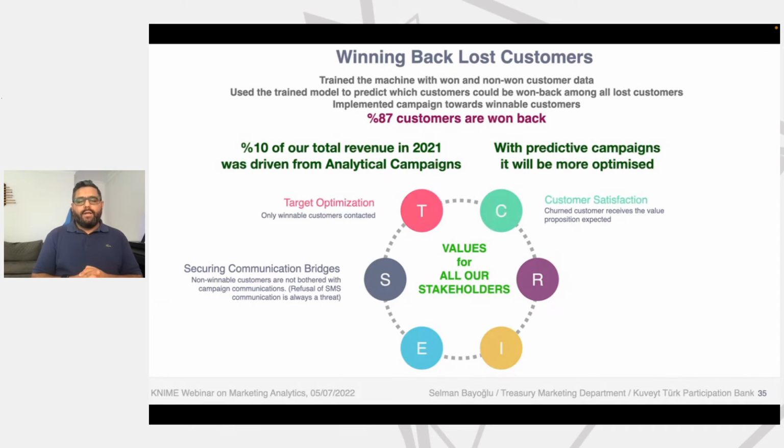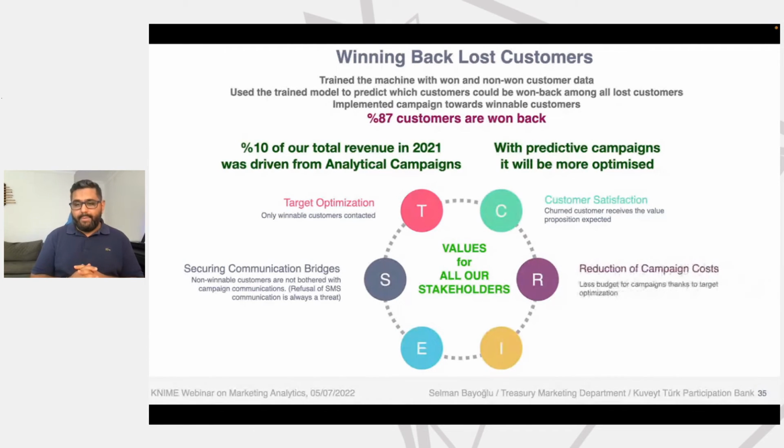Okay, GDPR things, and just the discretion of clients. If they don't want to take SMS, you can't send them any SMS. If they don't want email, you can't send them emails. So non-winnable customers are not bothered with campaign communications. We contacted only winnable customers, or winnable customers who are predicted. Refusal of SMS communication is always a threat for us. We are securing that bridge with this project.